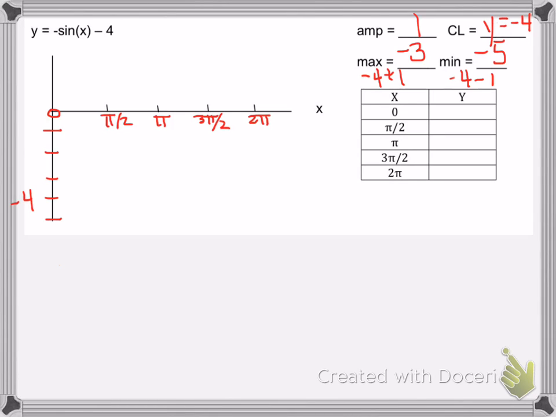-4. So I will put a dotted line at my center line. This is just to remind me where I need to keep going back to. So then, since it's a sine curve, I start on my center line. Since it's negative, I go down to my min, back to my center line, max, back to my center line.